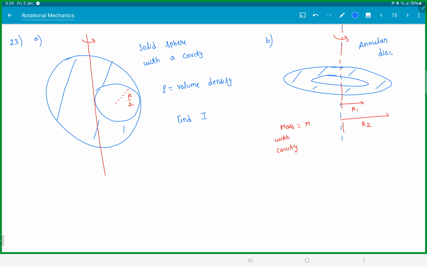M square by pi. You got an answer without R1, R2. Dimensions are not matching. MR square. You messed up, Pranika. The numerator looks fine. The denominator you goofed up.